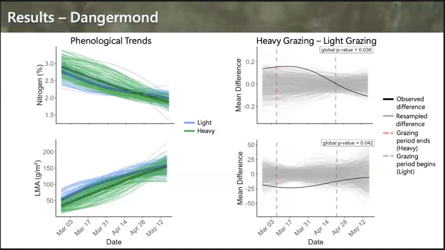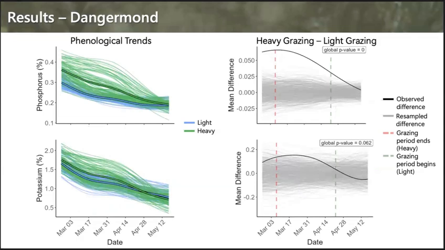Now, if we pivot to Dangermond results, we'll see that same trade-off we saw before in nitrogen and LMA, for example, where nitrogen decreases, LMA increases. However, the difference between the groups is a bit less pronounced and also in a way the opposite of what we saw before. So I've marked in vertical lines here the point where the heavy grazing period ended in the first pasture and the light grazing period began in the other. So you can see, for example, the heavier grazing seems to lead to higher nitrogen and lower leaf mass per area, but not until the grazing period stops.